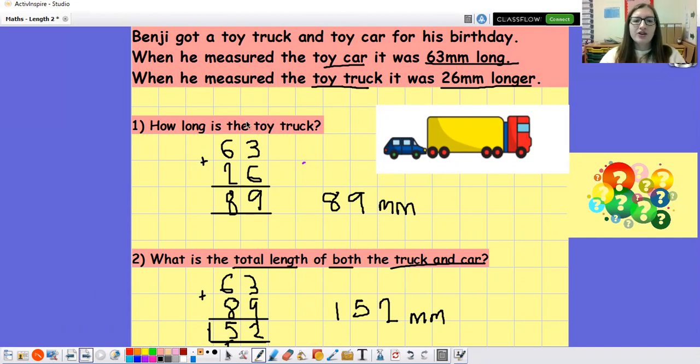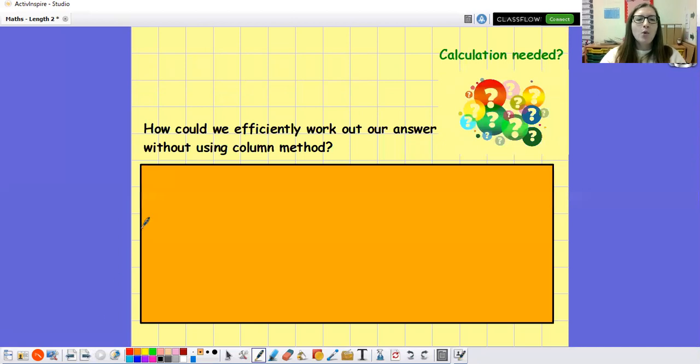So here you can see that I used column addition, but that's not the only way that we can add. There's more efficient methods that we could use that aren't column methods. So I wonder if you can have a pause and see, do you know any other ways that we can add numbers together? Pause me now and off you go.